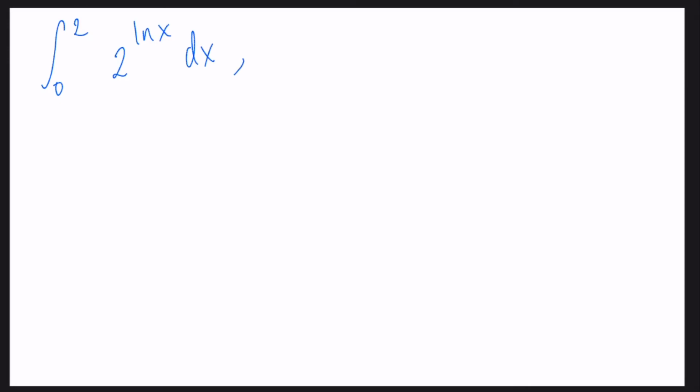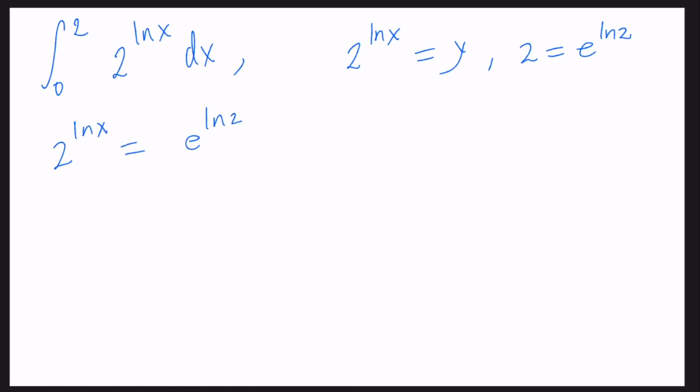So in this case, 2 to the natural logarithm of x. We will say this is y. The idea here is to write 2 as e to the natural logarithm of 2. So 2 to the natural logarithm of x is the same as e to the natural logarithm of 2 multiplied by natural logarithm of x. We can rearrange this expression: this is e to the natural logarithm of x, to the natural logarithm of 2, and e to the natural logarithm of x is x. So it is x to the natural logarithm of 2.